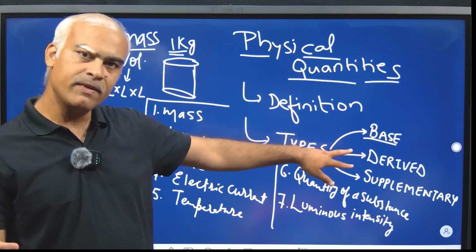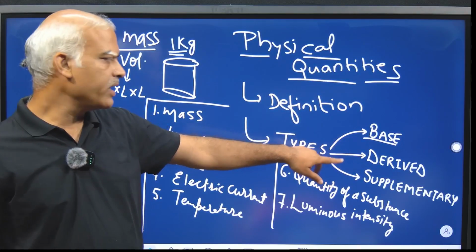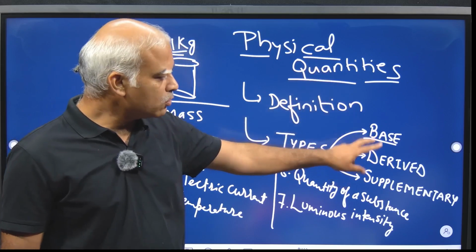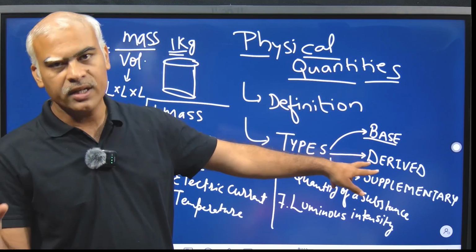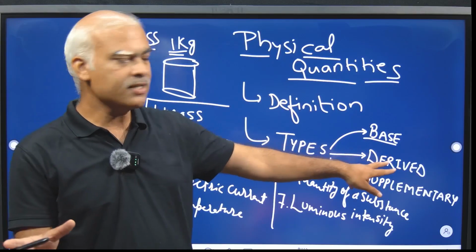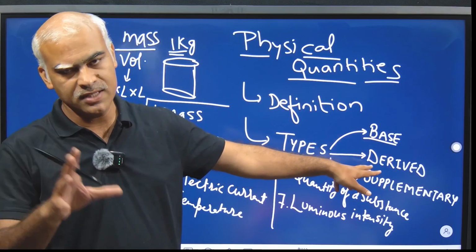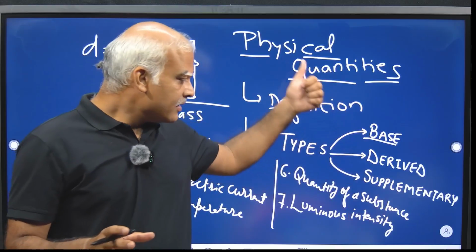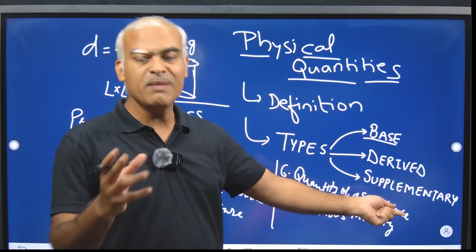Those quantities which are self-defined and do not require any other quantity are base or fundamental physical quantities. Those which require other quantities, as multiplications of other fundamental or base quantities, or the division of base quantities, we will say are derived physical quantities. There is one more type, and that is supplementary physical quantities.